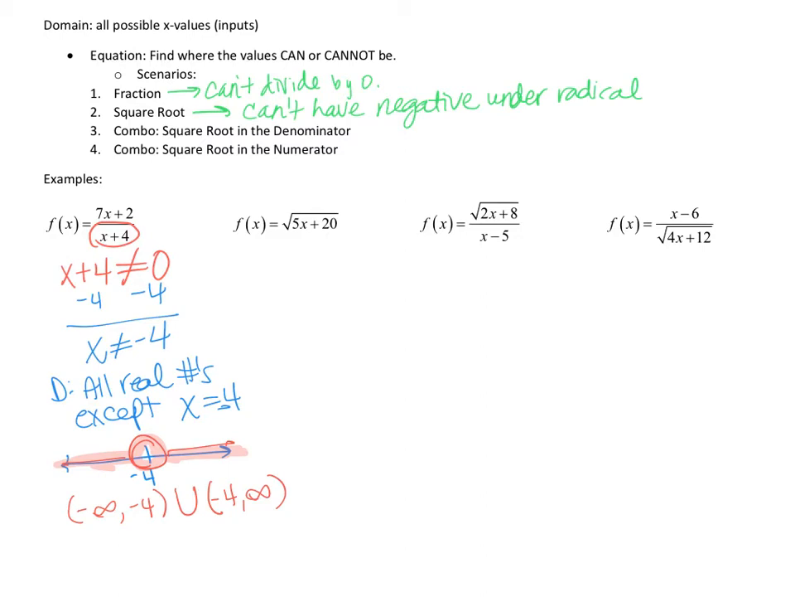So what we're going to do is take what's underneath, that 5x plus 20, if we're looking at this first example, and say it must be greater than or equal to 0. Notice on both of these I'm using the number 0, but I'm using a different inequality. So I'm going to solve this again, nice and easy. I'm going to subtract my 20. Then I'm going to divide by 5. Since I did not divide by a negative, I leave that sign alone.